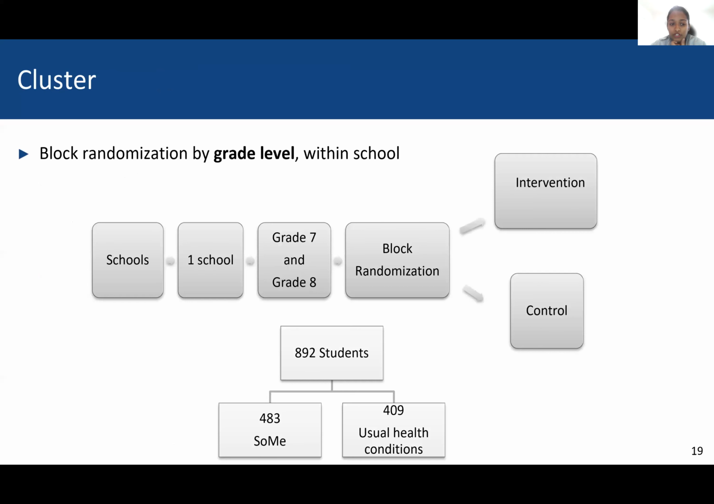So we have a flowchart which shows how the block randomization was done. Let's take one school out of 8 schools. There were 2 grades in each school. They used block randomization to assign the intervention to one grade and the control to the other grade. In total, 892 students participated in this trial, of which 483 received the intervention and 409 received the control arm, that was lessons as usual.